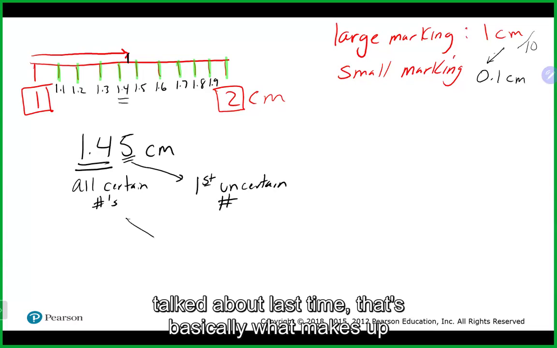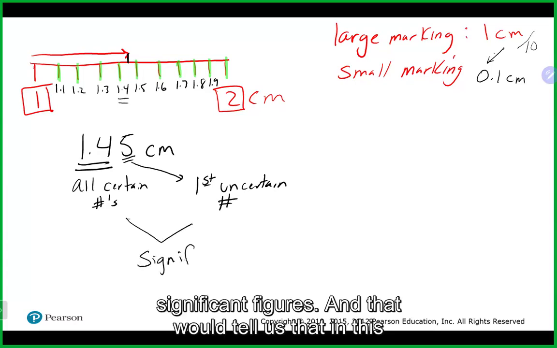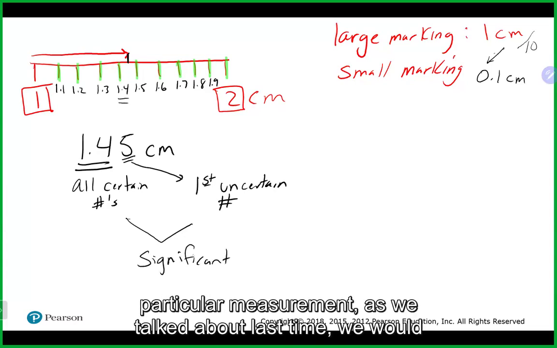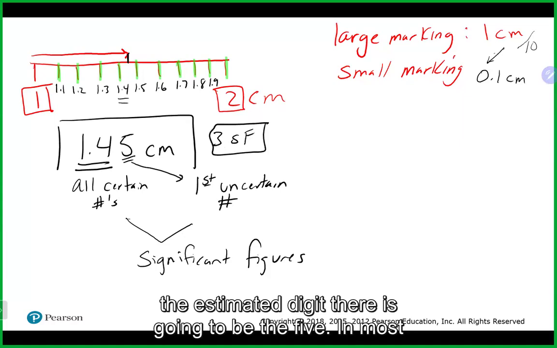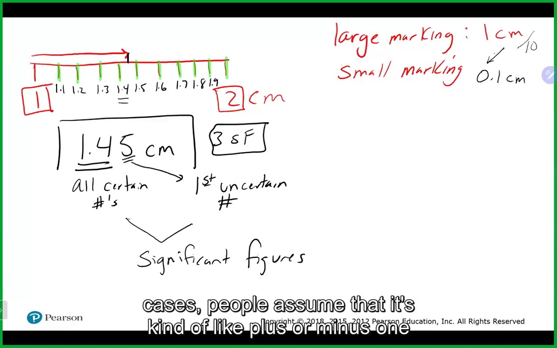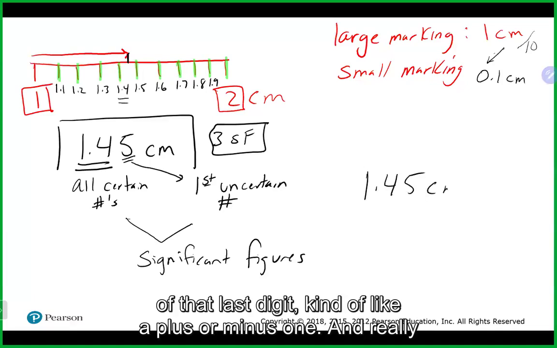And as we talked about last time, that's basically what makes up significant figures. That would tell us that in this particular measurement, we would have 3 significant figures in this number, where the estimated digit is going to be the 5. In most cases, people assume that it's kind of like a plus or minus 1 of that last digit.